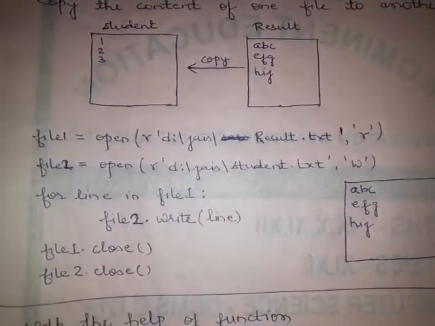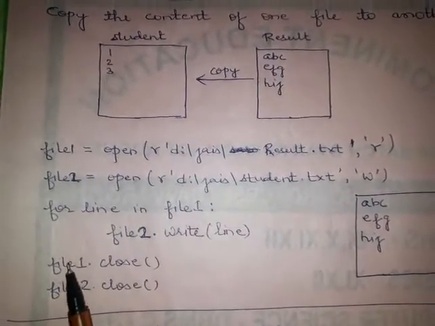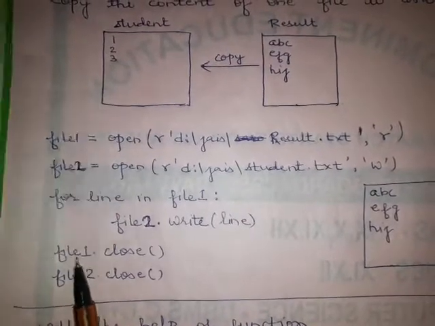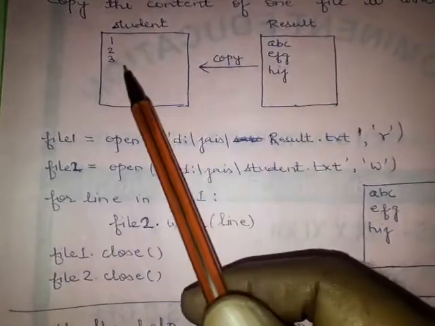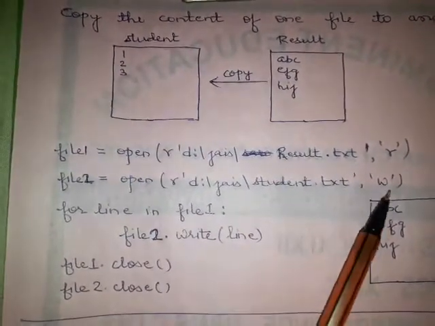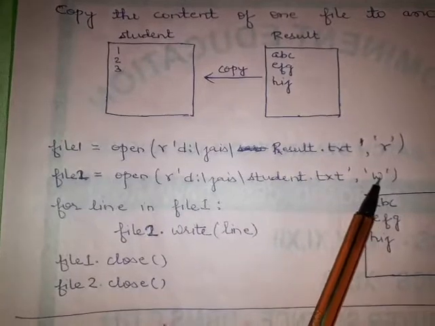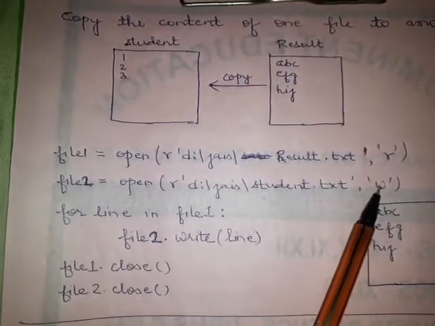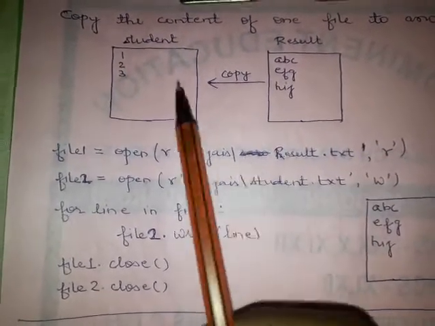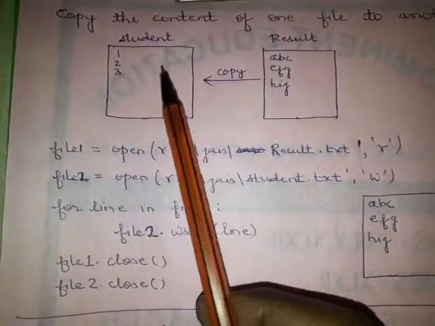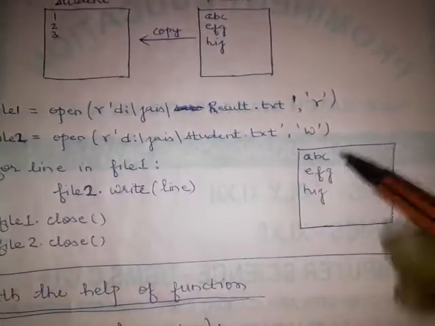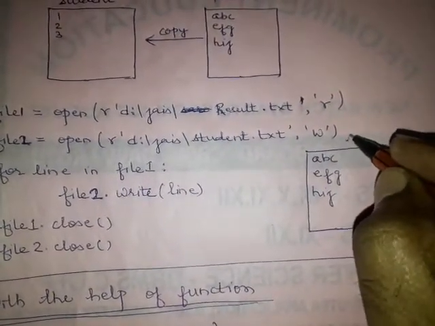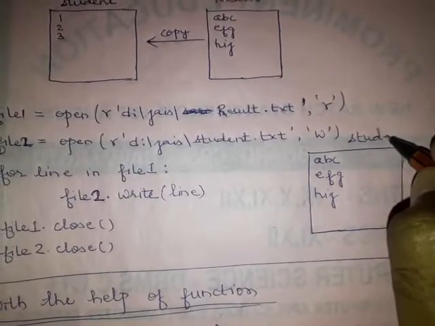Okay, line by line. When the write operation is finished, the for loop will be terminated, and at the end I will close the file pointers: file1.close, file2.close. In this way the content of this file will be written over this file. Here I am using the student file in write mode. It means it will erase all the previous content of the file student. So when you write the content of result into it, the previous content will be erased. So the output of student will be like this. If you open the student file and check, the output will be like this.